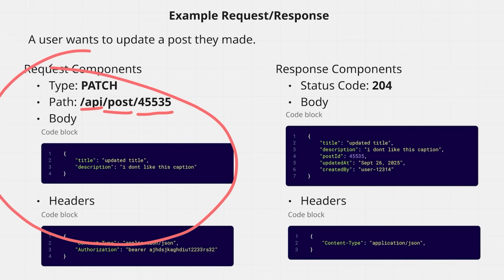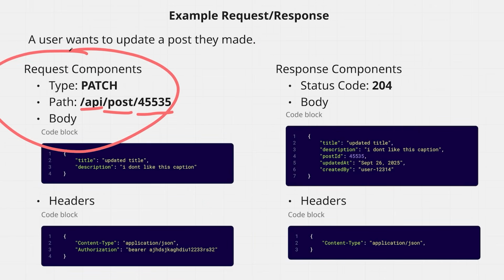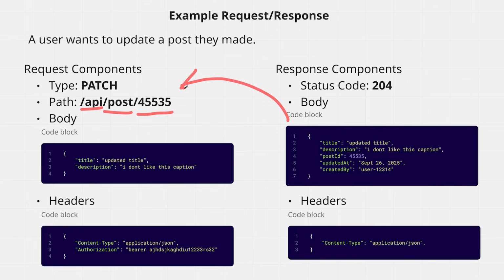So we take all of this, we send this to our backend, and then this is the request that we create. Now from the backend, we get a response back. So we send a request, we get a response back, and the response looks like this. We have status code 204, which stands for updated.